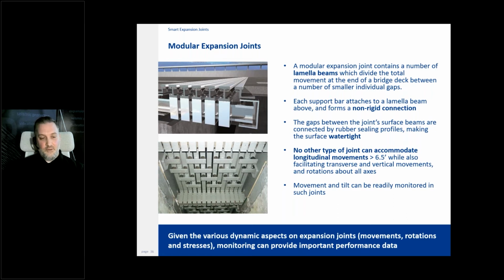And the real important part about modular expansion joints is that they have such incredible longitudinal movements, more than any other type of joint, which is over 6.5 feet in some cases. In the example we'll see, it's about 6.3, but has significant distance of movement, and of course watertight. It's not easy to see, but there are little rubber seals between each lamella beam in the top diagram, and we can of course monitor movement and tilt on these types of joints.